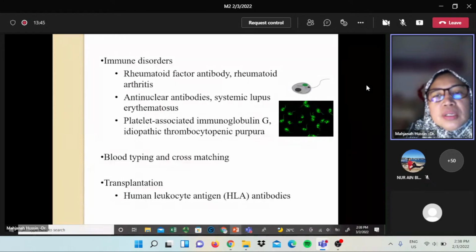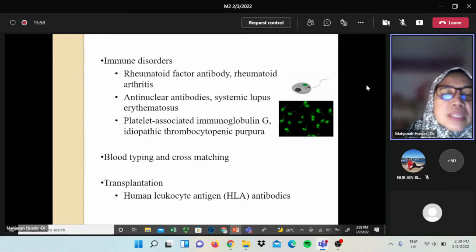You can also use the antigen antibody binding to look at your blood typing or cross matching, because every single cell in the body has its own antigen. This applies to your blood cell. So your blood cell B has anti-A, your blood cell A has anti-B. If you match it, you know what you have as a blood type.